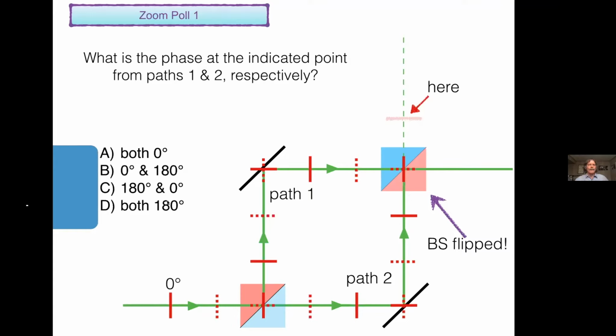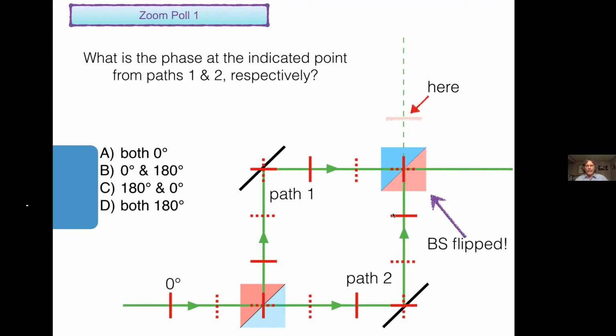I'm going to end this poll. So it turns out that there still was a widespread of answers. So I'm going to walk you through this, which we also walked through last session. Starting in path 1, we start with 0 phase here because that's a solid line. Then if we reflect off, there's no phase shift. So starting at 0, 180, 0, 180. So the first one has to be 180. So the answer is either C or D.